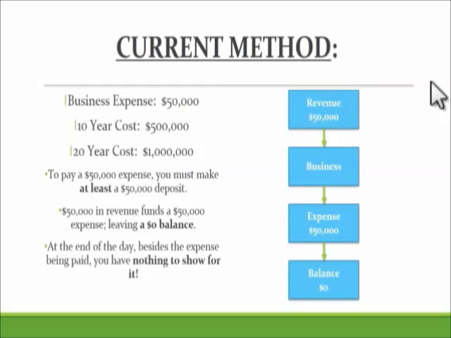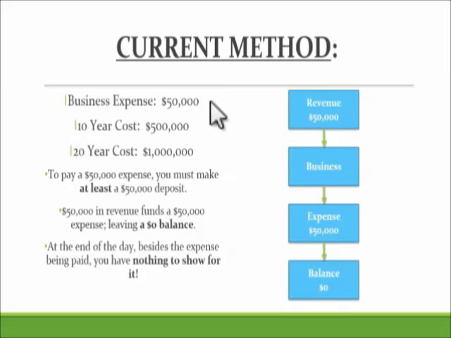Now, the current method that we use to pay our bills and fund our operations is illustrated here in this flow chart. You have revenue coming into the business of $50,000. It goes into your business, goes back out to pay for $50,000 of expenses that you have, and then you end up with zero balance. Now, the example I'm going to give you is going to be over a 20-year period, where every year for 20 years you have those ongoing expenses that you want to target, and it's going to be $50,000 in this example.